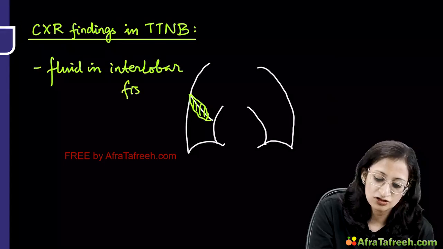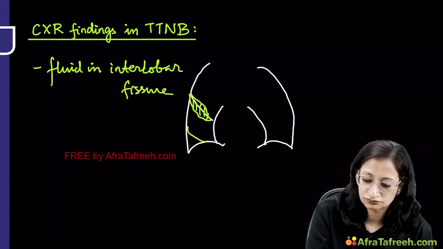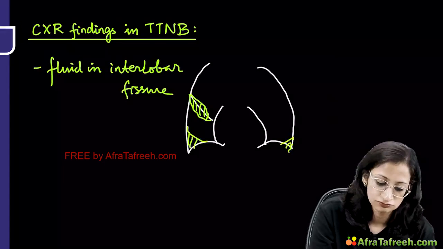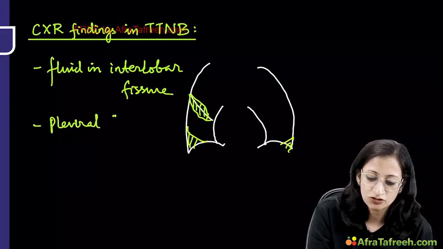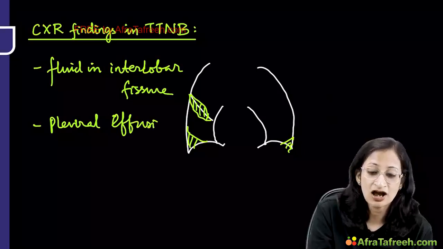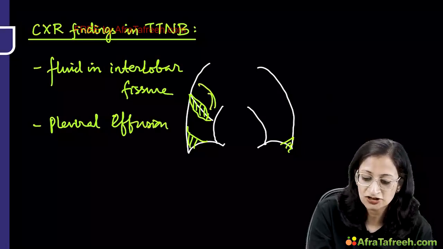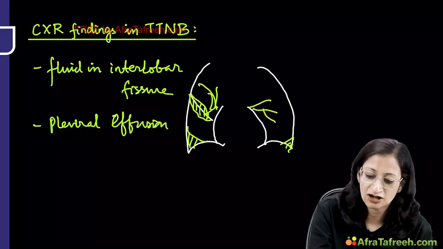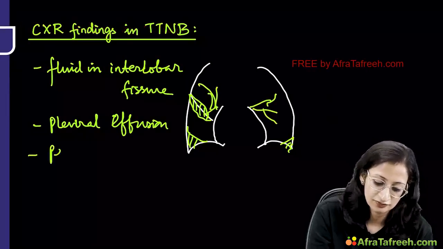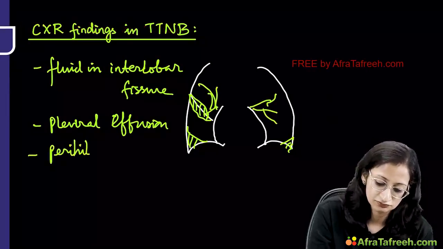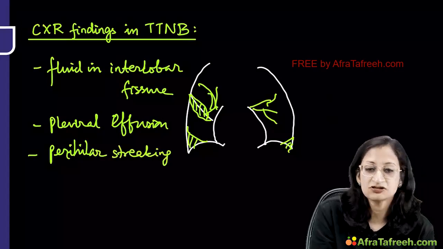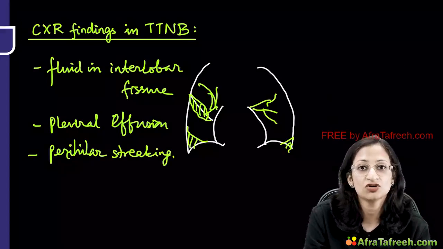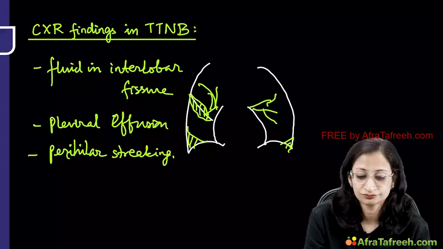There can be pleural effusion. And because of the lung fluid, you can get prominence around the hilum. So perihilar streaky opacities can be there. So you can get perihilar streaking. Right? So these are the typical chest X-ray findings that you get in TTNB, or transient tachypnea of newborn.